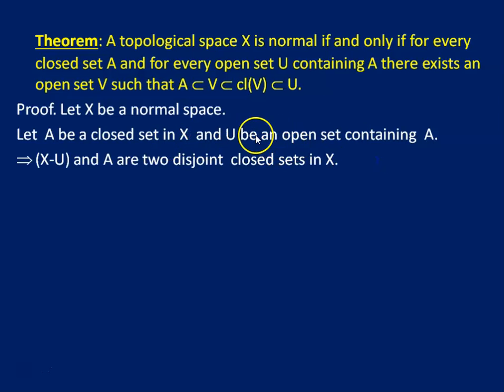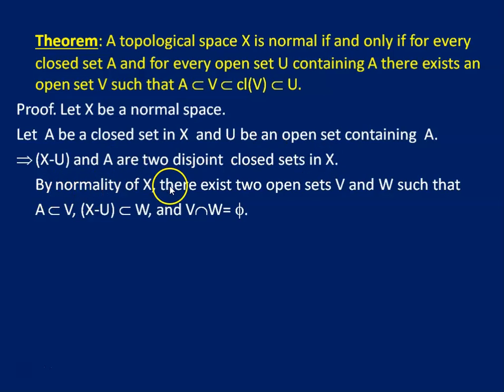Since U is an open set, X minus U is closed, and X minus U is disjoint from A because A is a closed set inside U. So the complement of U is a closed set which is disjoint from the closed set A. Now we have two disjoint closed sets, X minus U and A, in X.